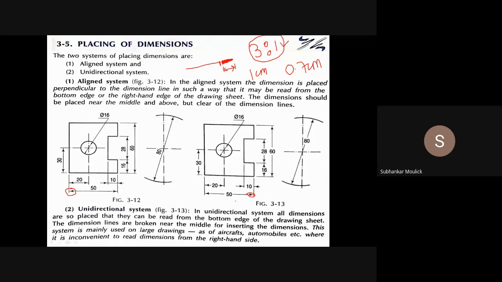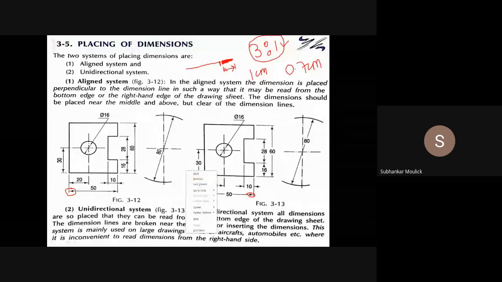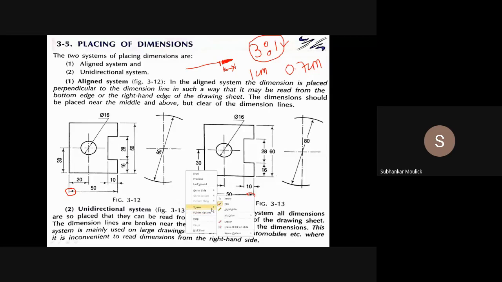Is it okay? The length to height ratio is always 3 is to 1. And remember one thing, this length should not exceed 1 centimeter, that means 10 mm. Is it clear to all of you?